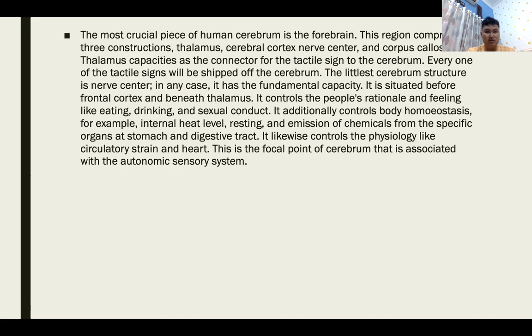The most crucial part of the human brain is the forebrain, the region comprised of three structures: thalamus, cerebral cortex, hypothalamus, and corpus callosum. The thalamus functions as the connector for sensory signals to the cerebrum. Every one of the sensory signals will be processed by the cerebrum.